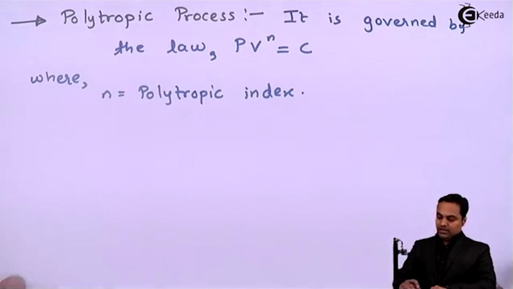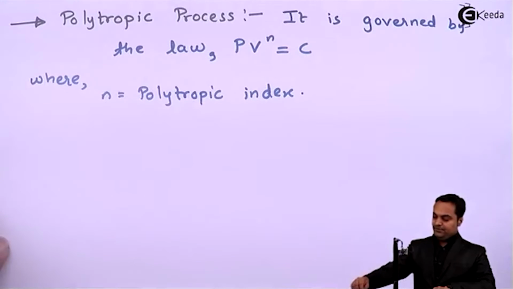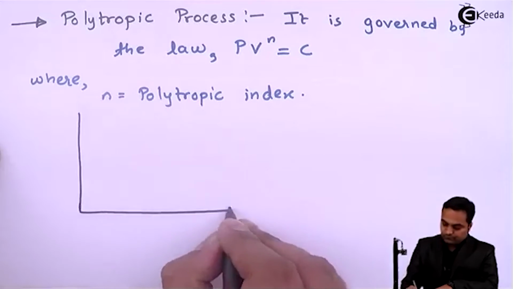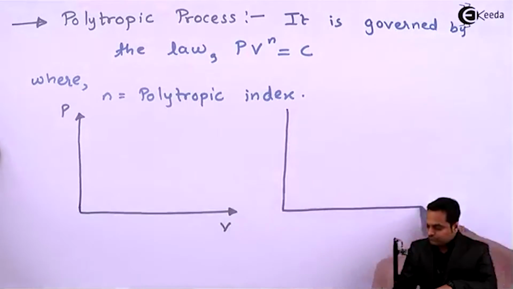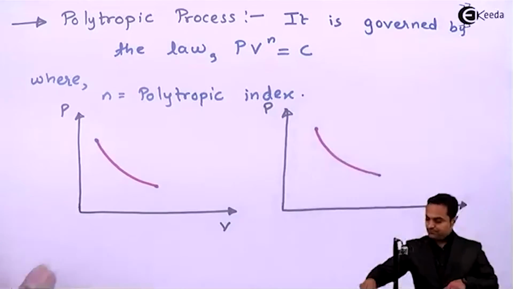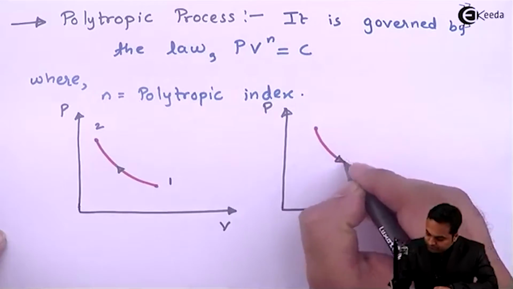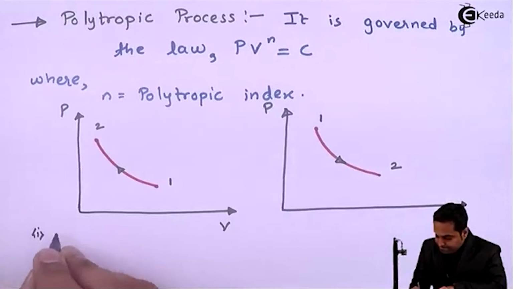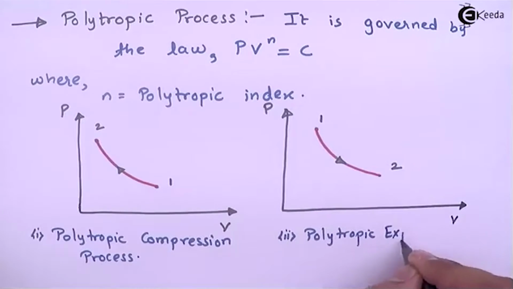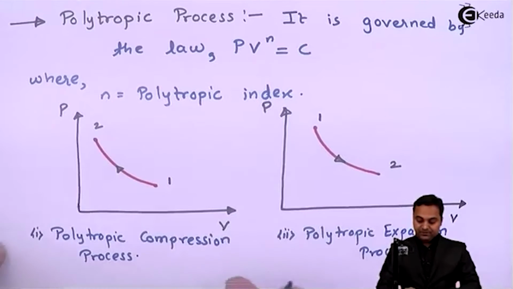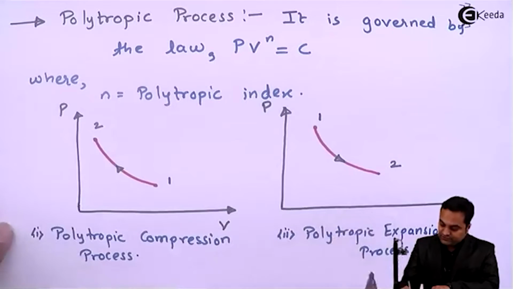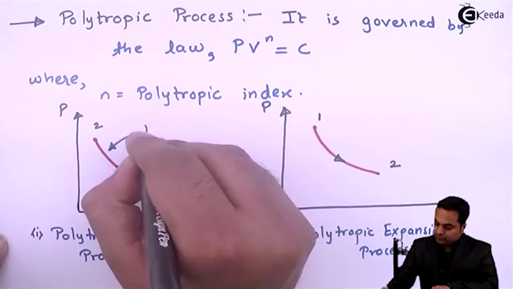Now after understanding this, next I'll draw the PV diagram for the polytropic process. First is for polytropic compression process, second one is for polytropic expansion process. It means both these curves are governed by the law PV^n = constant.